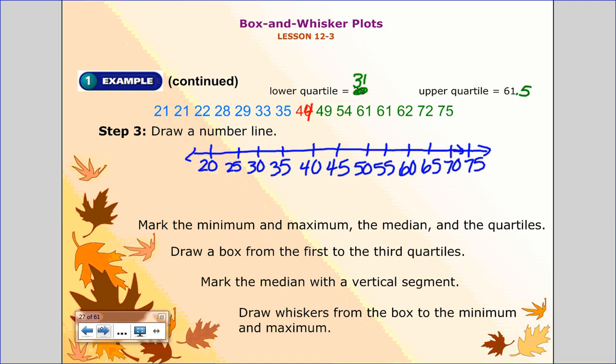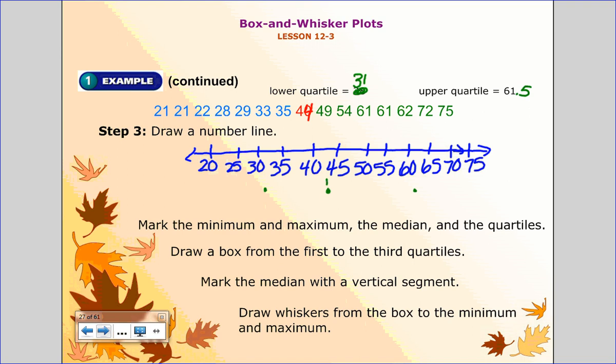Now what I do is I mark the minimum and maximum, meaning the smallest and the largest number, with just a dot. So, you know what? I'm going to start in the middle. That's probably the best way to do it. So 44 is where my middle part is, or my median. Then my lower quartile is at 31, so that's about there. My upper quartile is at 61 and 5/10, so that's about there.